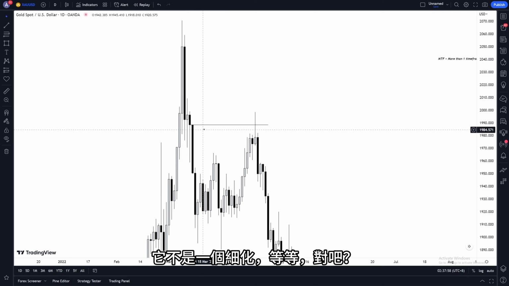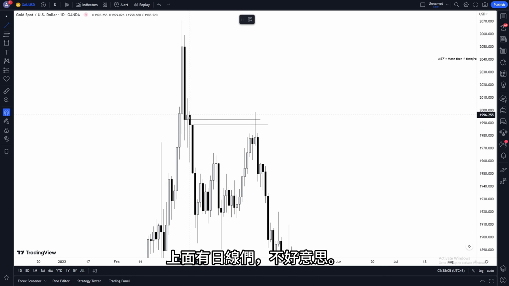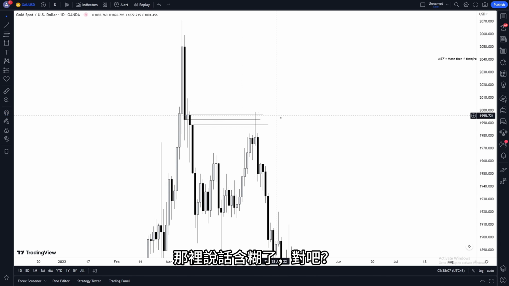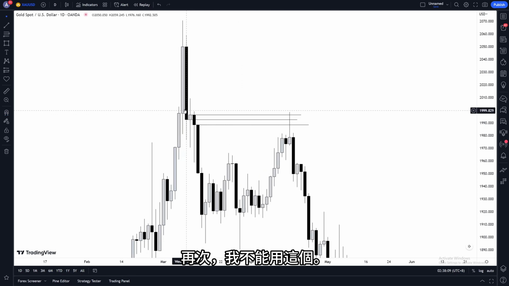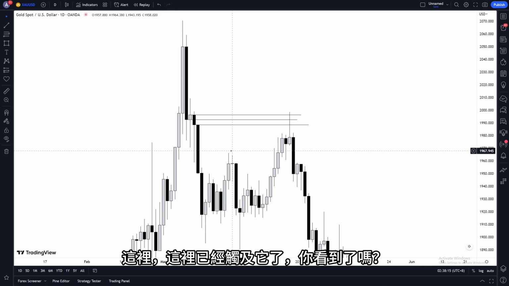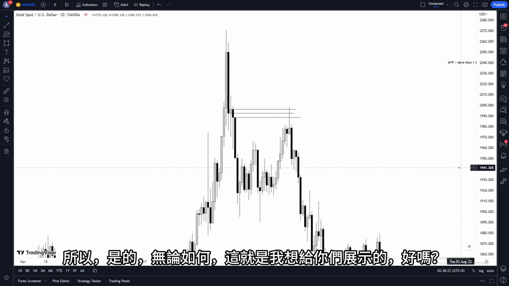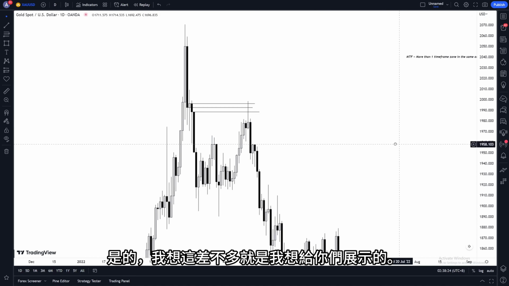Right? So this is the weekly, and it so happens that there's a daily inside as well, and there are dailies above. Excuse me, I slurred over the words there. Again, I can't choose this one. Buy. That is a support. It breaks by this candle. This here already touches it. You see? So yeah, anyway, that's what I wanted to show you guys. I think that's pretty much what I wanted to show y'all.